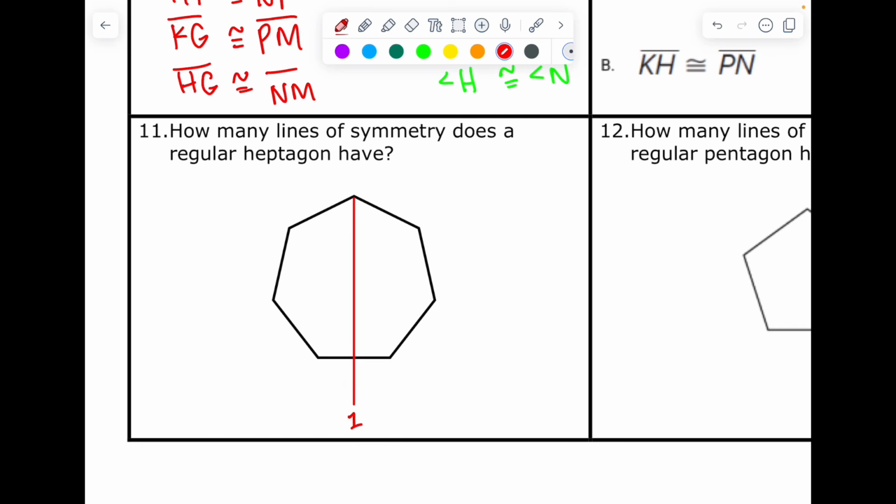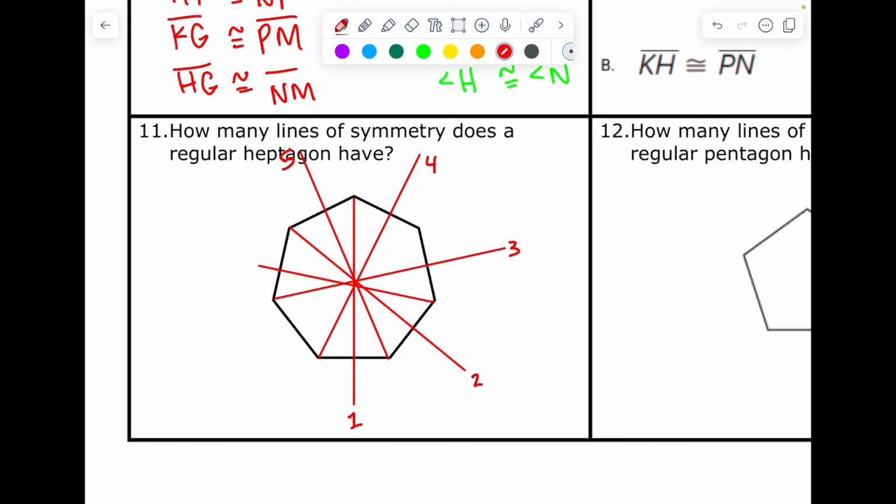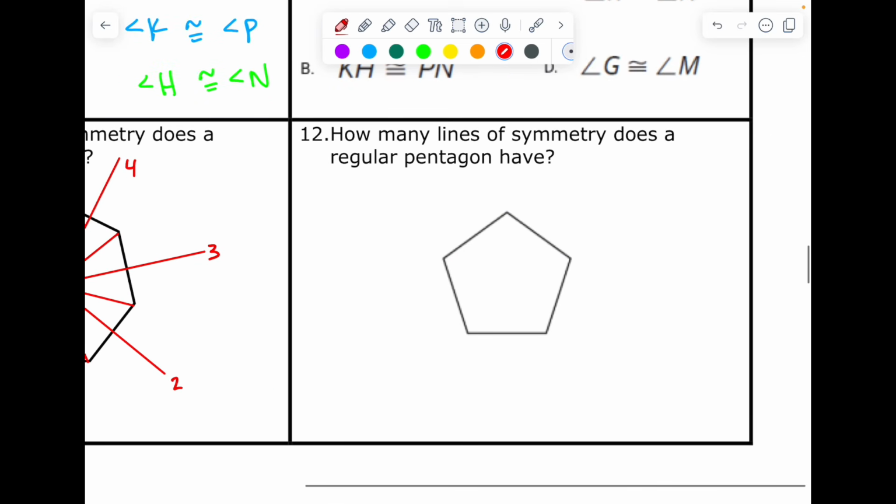So that's one. Two. 3, 4, 5, 6, 7. Go ahead and try number 12.